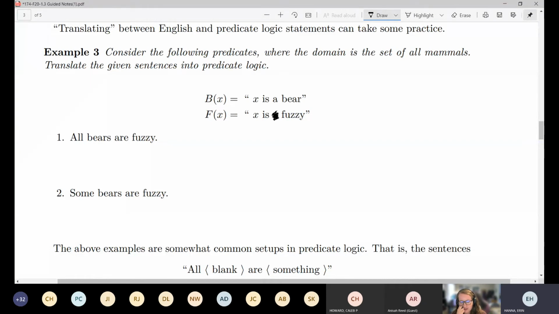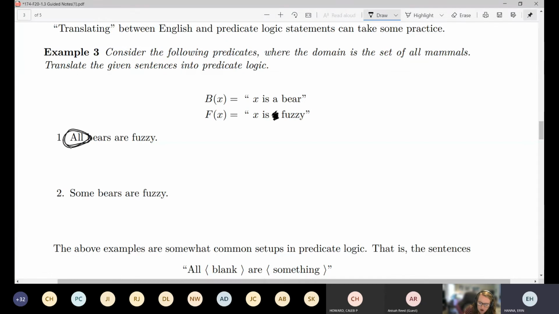Now, we need to be careful here, and this is, again, why it takes some practice. So all bears are fuzzy, which means if it's a bear, it must be fuzzy. Like, there is no bear that is not fuzzy. All bears, if you are a bear, you are fuzzy. Now, you might think that that implies and, but it's actually not going to be and, because that would mean it's a bear and it's fuzzy. But it doesn't quite get the point across that if you're a bear, you must be fuzzy.